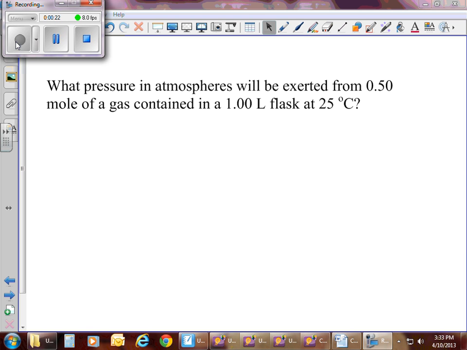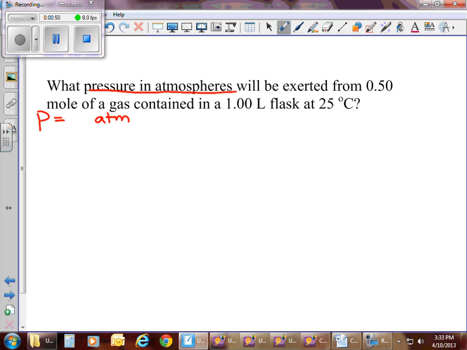This is number 4. All right, so as you are reading through these problems, I want you to figure out what variables are in the problem. Okay, so first thing, when we say pressure, it's important to look at atmosphere. So this is our P. For P, we know we're going to want to use ATM, right? But we don't know a unit for that yet.